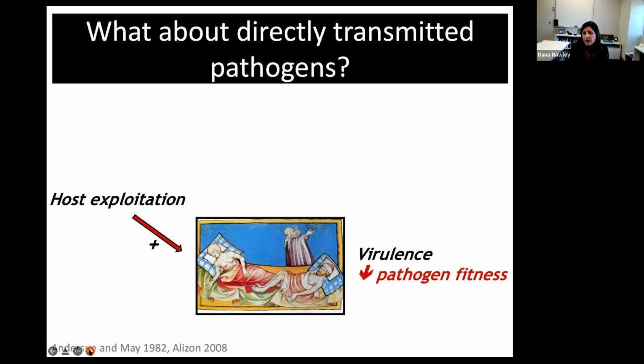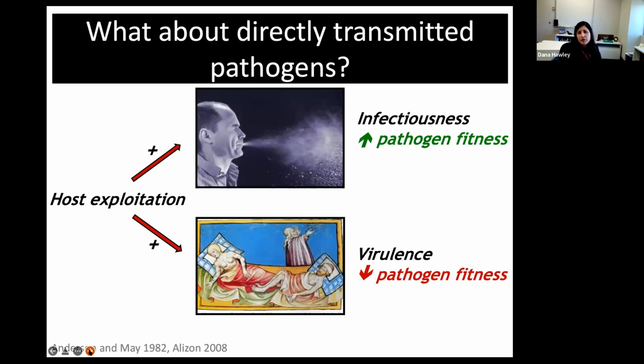proposing that virulence is an inadvertent side effect of the host exploitation or within host pathogen replication that's necessary for the pathogen to get to sufficient levels to be infectious to another host. So in this sense, host exploitation is positively associated with something that's important for pathogen fitness and something that decreases pathogen fitness, creating this trade-off for pathogens.